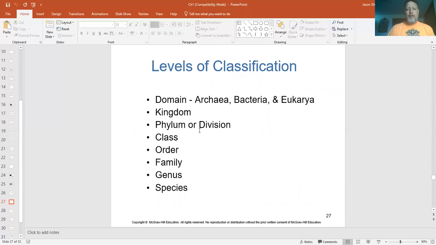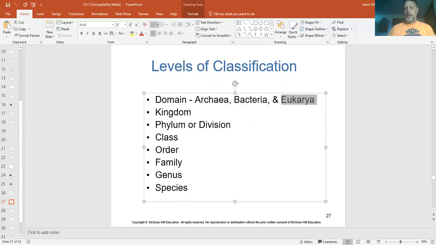In the early 1990s, we came up with domain. But we have domain. There's 3 domains: archaea and bacteria, which are both prokaryotic domains, and eukarya, which is only eukaryotes. There's 5 kingdoms. Then those get broken down to different phyla, different classes, different orders, different families, different genera, different species.